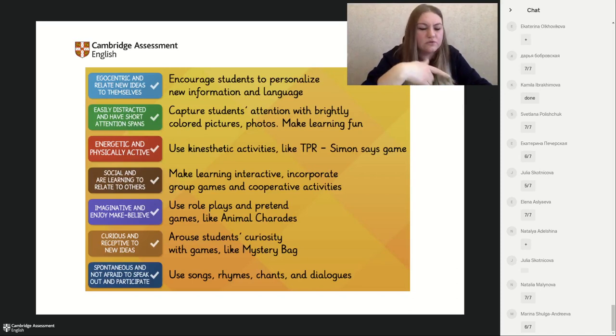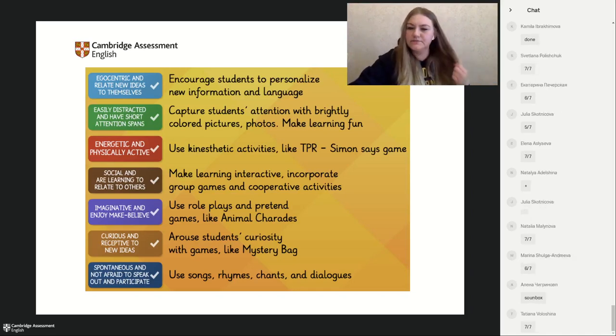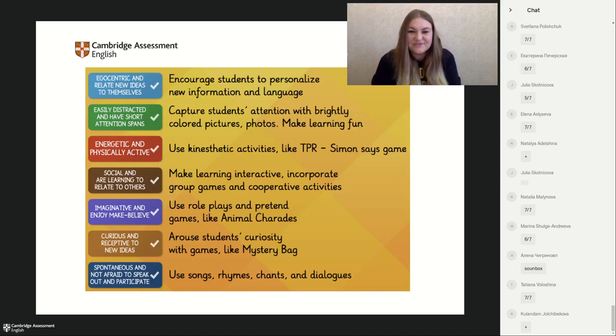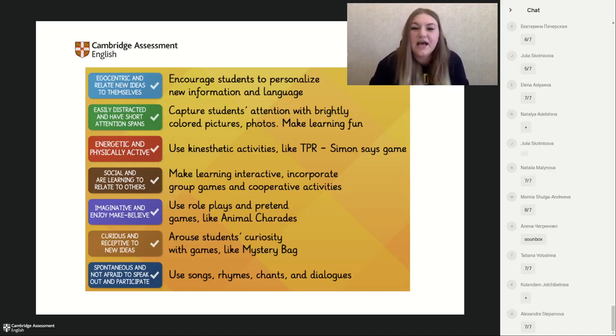You know that on the Apple Store and Play Market, you can find a very nice application which is called Soundbox. I just put it here, Soundbox. Yeah, so it's absolutely free. You can see it in the chat box. You can download it and use it in the classroom. It has very nice sounds that you can use for attracting attention.